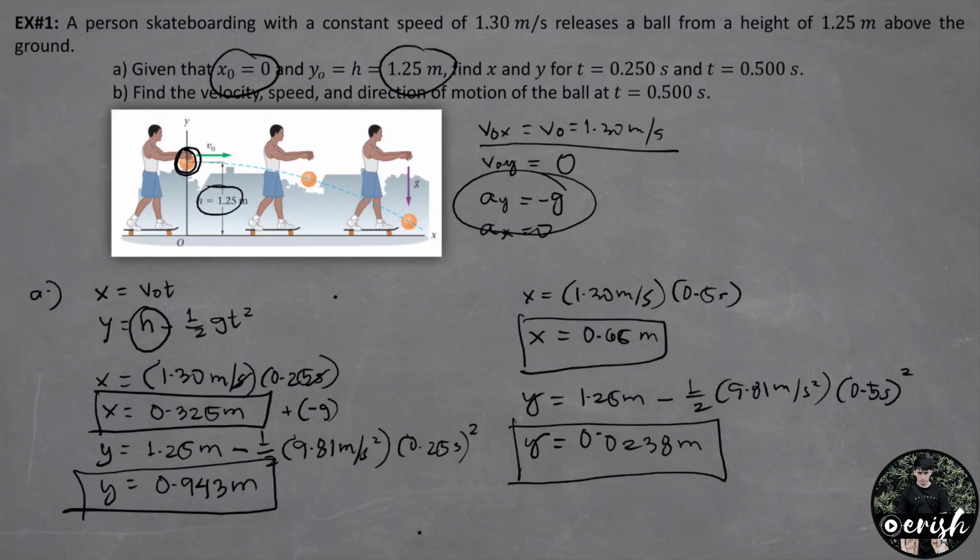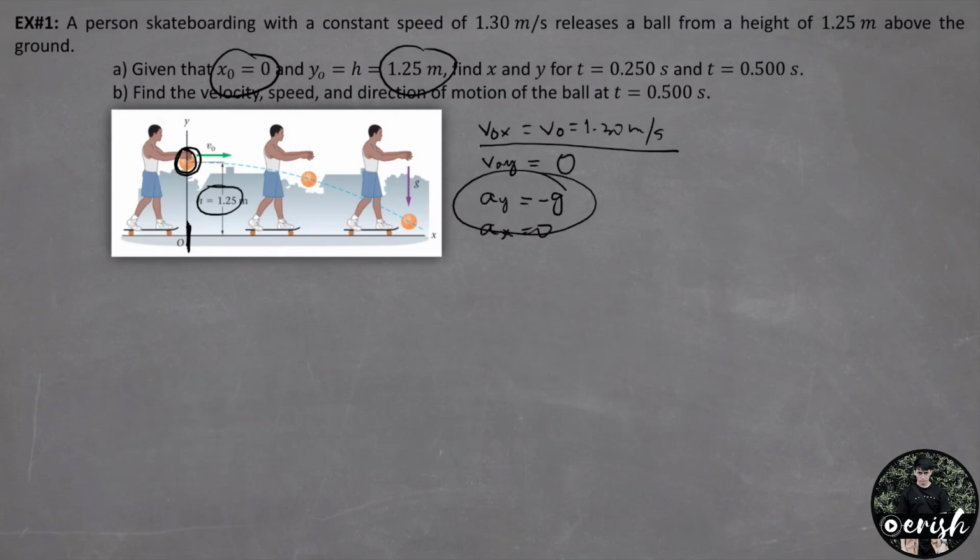After 0.25 seconds, ito na yung position niya from the origin dito sa origin na to. Ito na yung line niya, and ang taas niya is 0.943 meters. Whereas, after 0.5 seconds naman, ito niya yung kanyang position in x direction, and ito yung sa y direction. For letter B naman, we are asked to find the velocity, speed, and direction of motion of the ball at time 0.5 seconds. When we are talking about the velocity of the motion of the ball, ibig sabihin, ang hinahanap sa atin is yung resultant velocity.